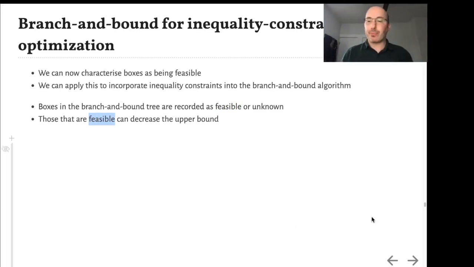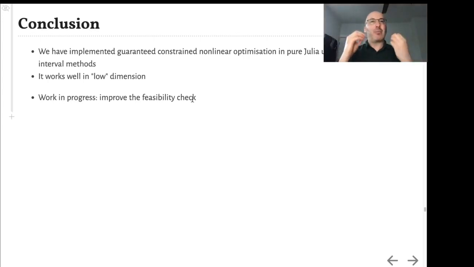So in summary, we have a kind of proof of concept implementation for guaranteed, constrained, nonlinear optimization in pure Julia using interval methods that works well in sufficiently low dimension. Work in progress is to improve the algorithm, improve the reliability and the speed, and in particular, try and improve the way that we're checking feasibility.